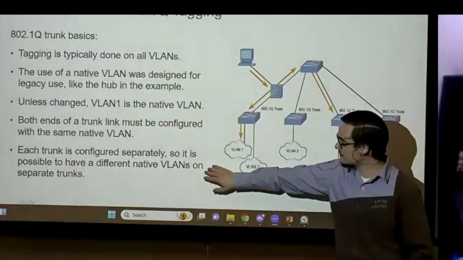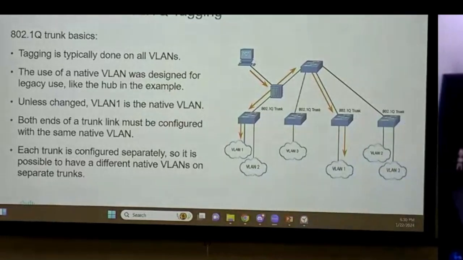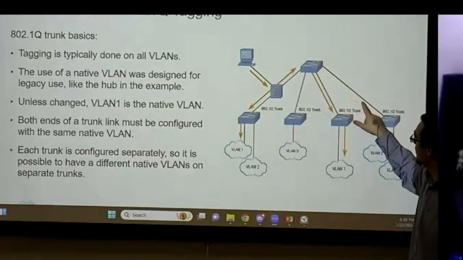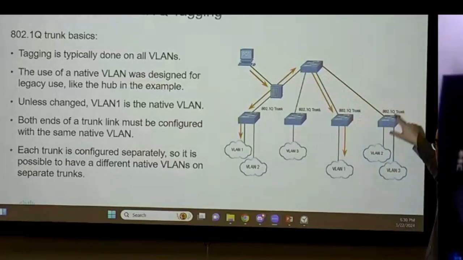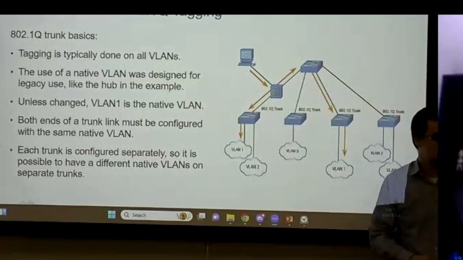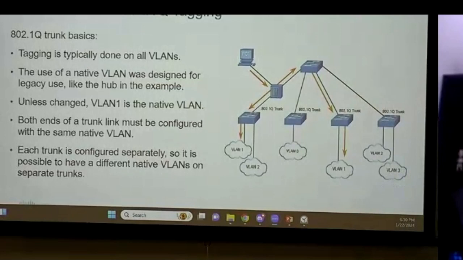Yeah, it is possible, but this will create a mismatch. And if there's a mismatch on this link and the router is right here, PC1 is offline. That traffic won't end up at the router.